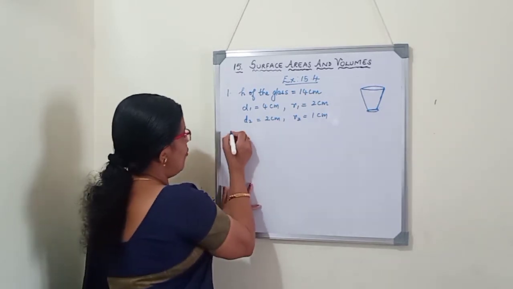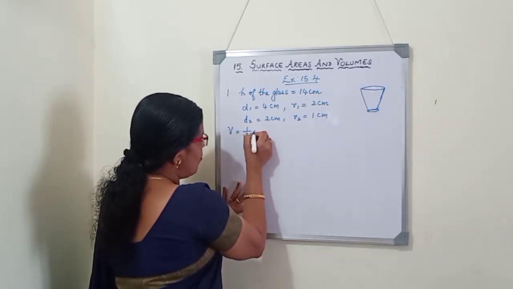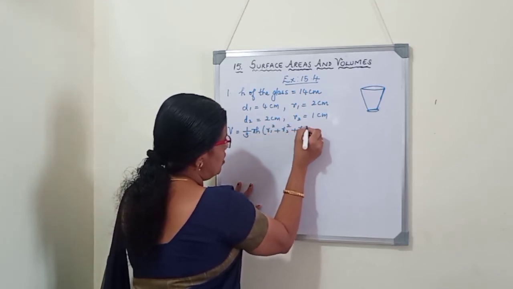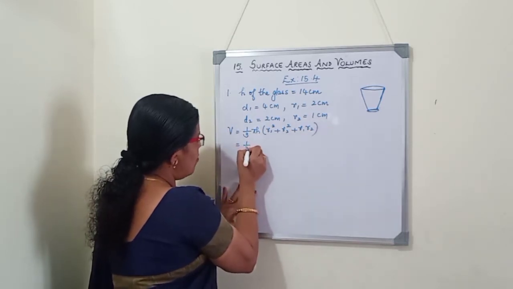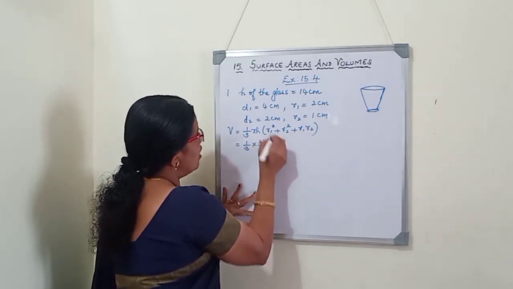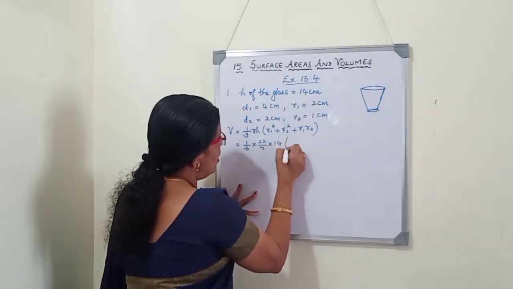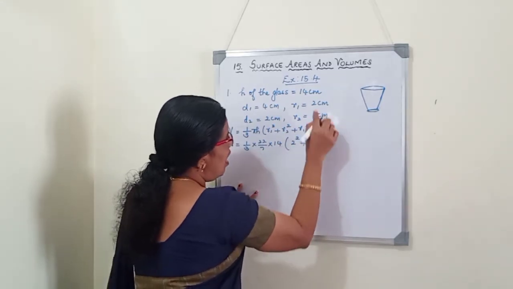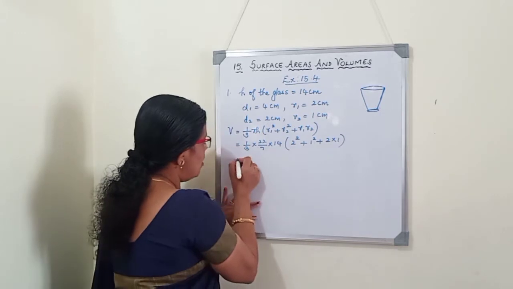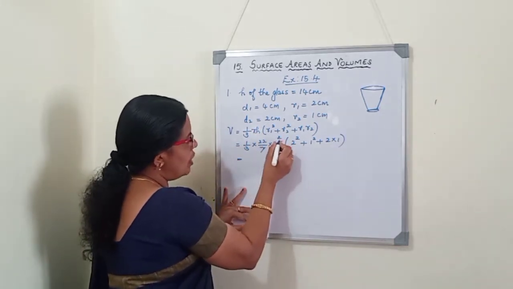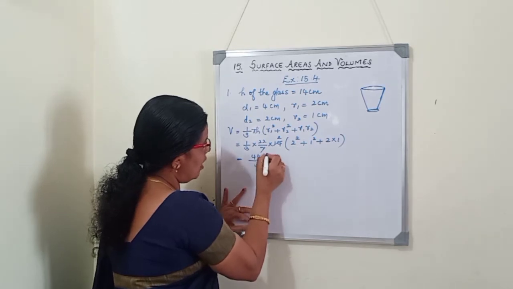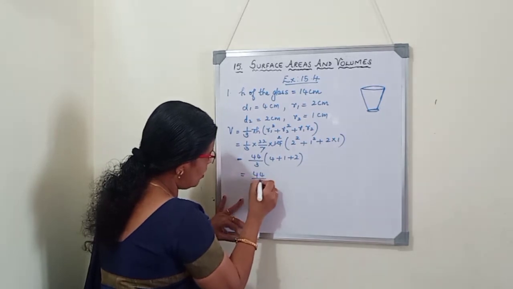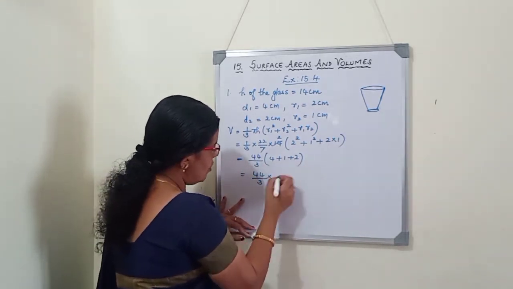So volume of the frustum of a cone equals 1 by 3 pi h into R1 square plus R2 square plus R1 R2. This is the formula. So 1 by 3 pi 22 by 7. Height of the glass is 14 cm. First radius R1 square 2 square, R2 square 1 square plus R1 into R2, 2 into 1. So here 7 and 14 we will cancel. 22 into 2, 44, divided by 3, into 4 plus 1 plus 2. So here we will get 44 by 3 into 4 plus 1, 5, plus 2, 7 we will get.